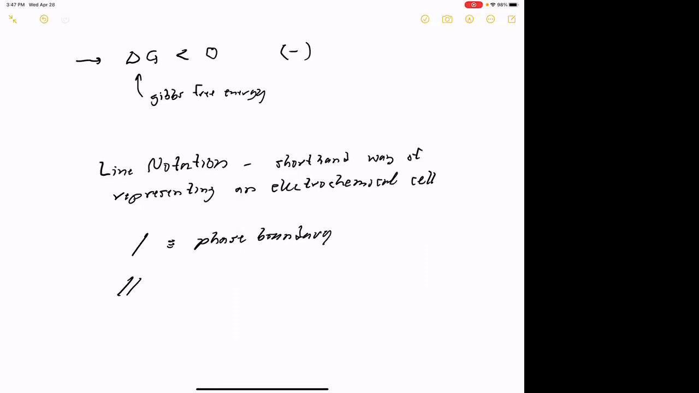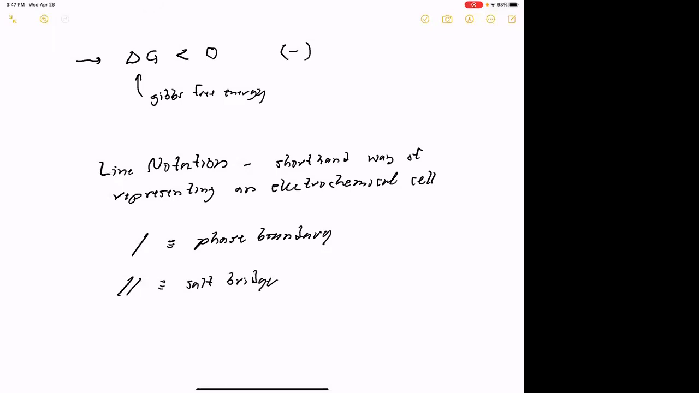A good example of that might be if I have a solid electrode dipped into a solution, okay, there's going to be a phase boundary between the solid and the liquid solution. So that's where we would utilize a single slash like that. The double slash represents the salt bridge. And the salt bridge, of course, is the physical entity that separates the 2 half cell reactions where each one takes place in a beaker.